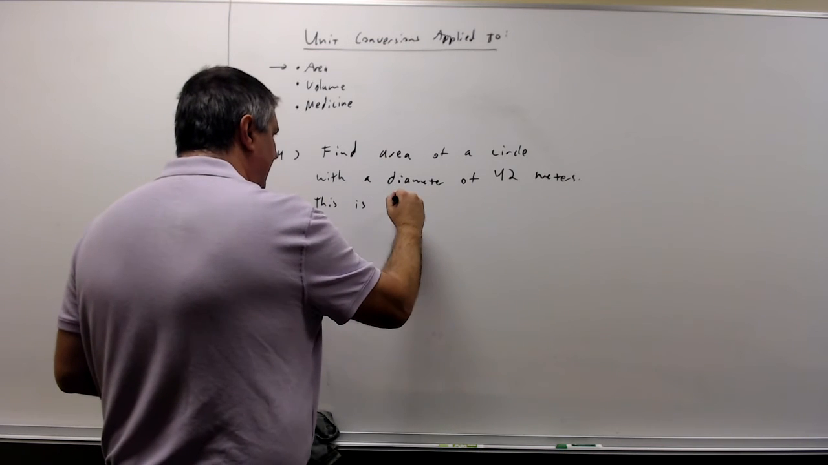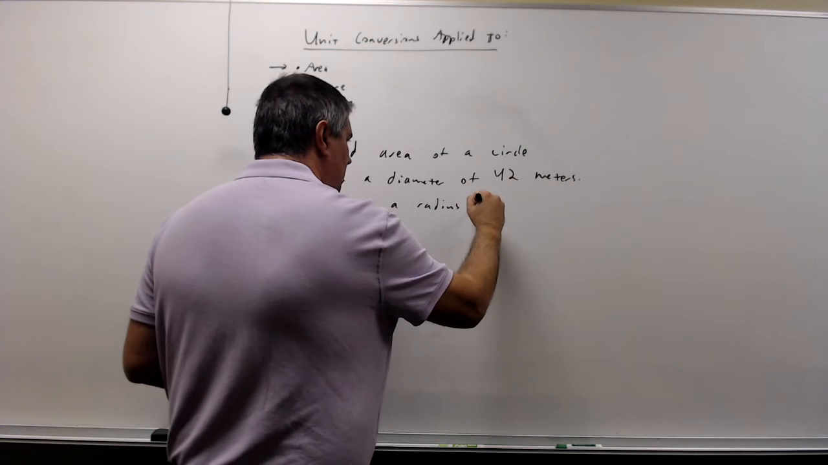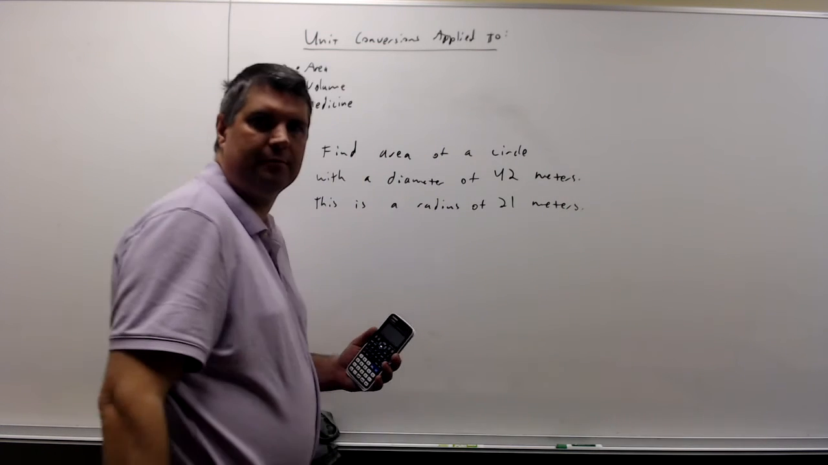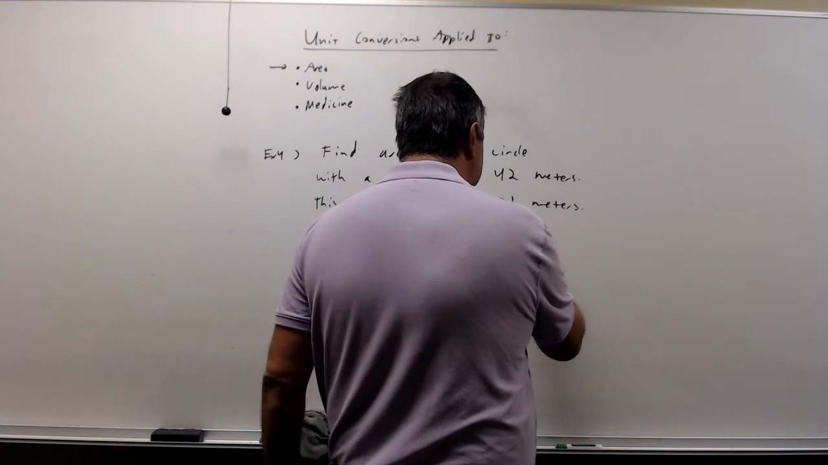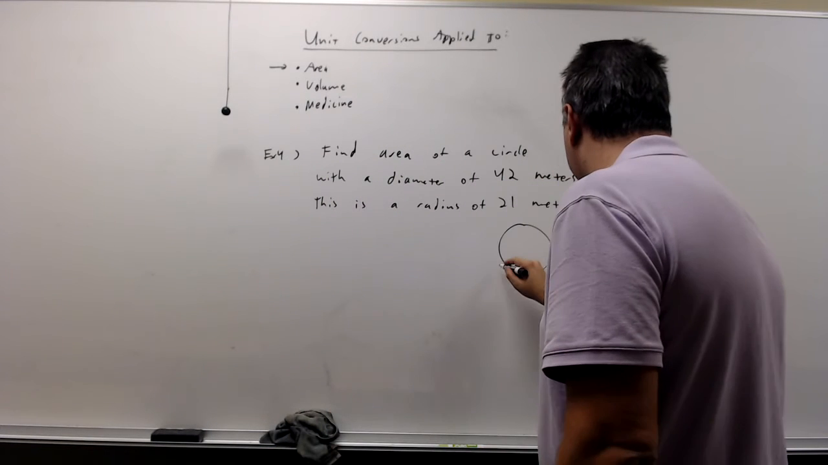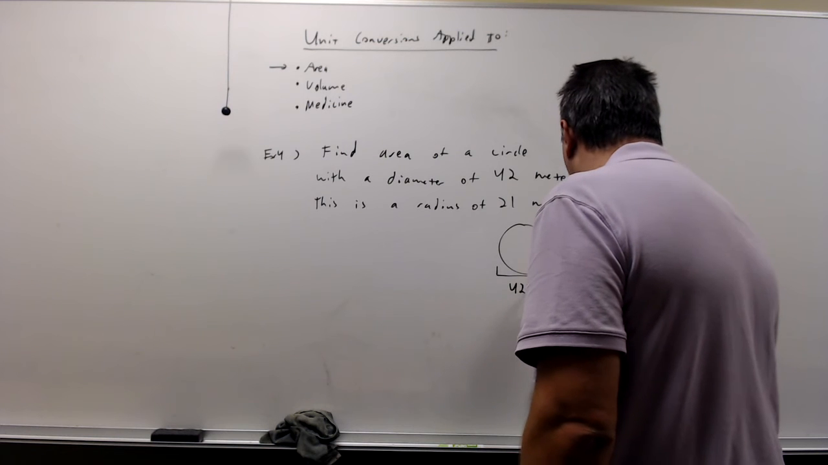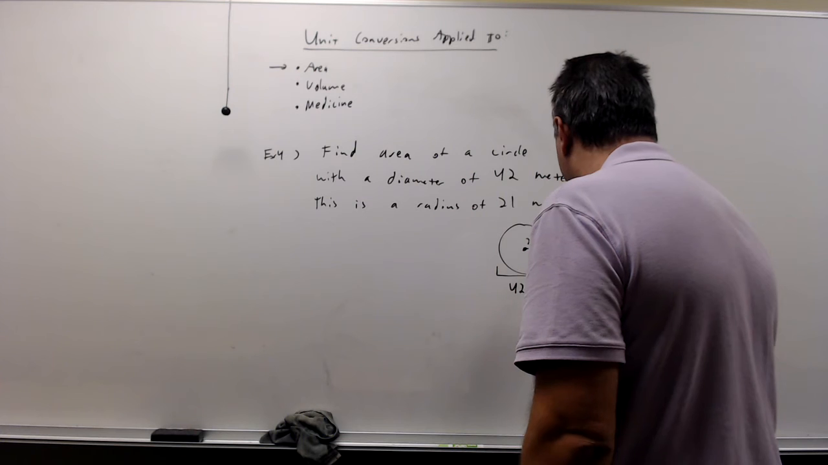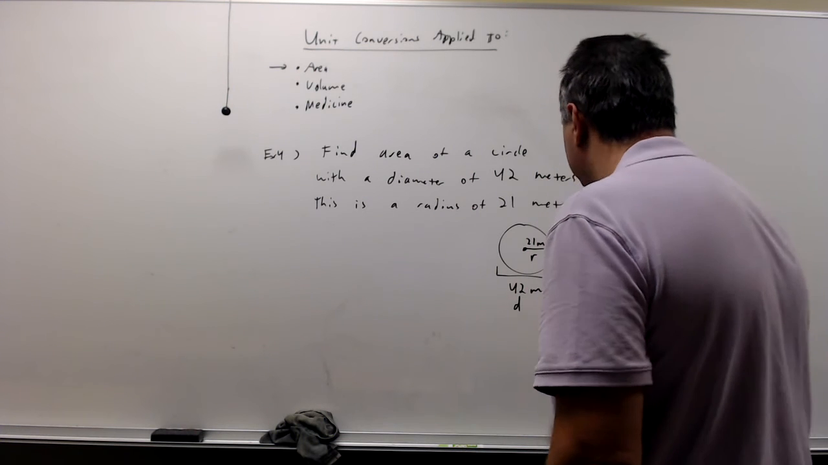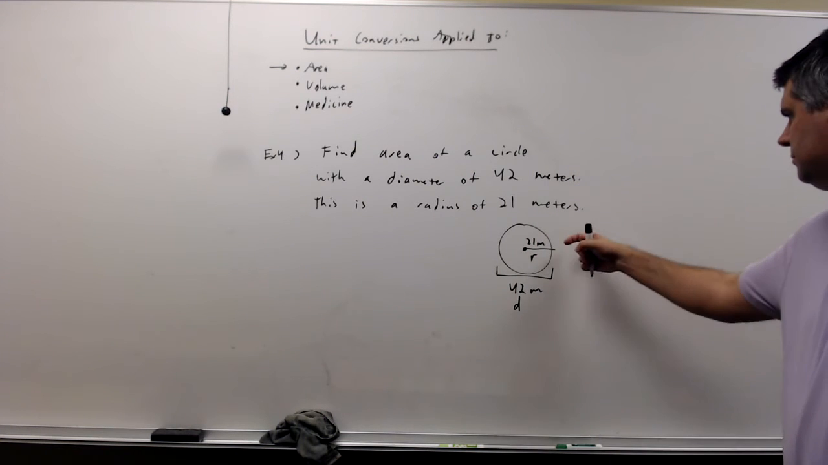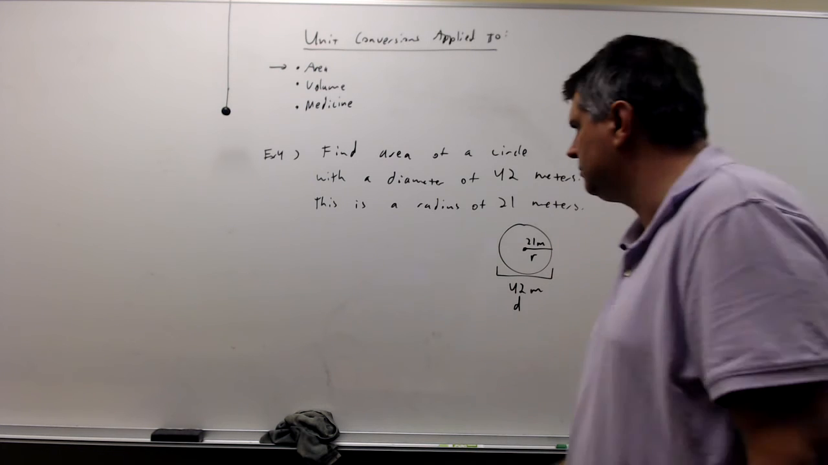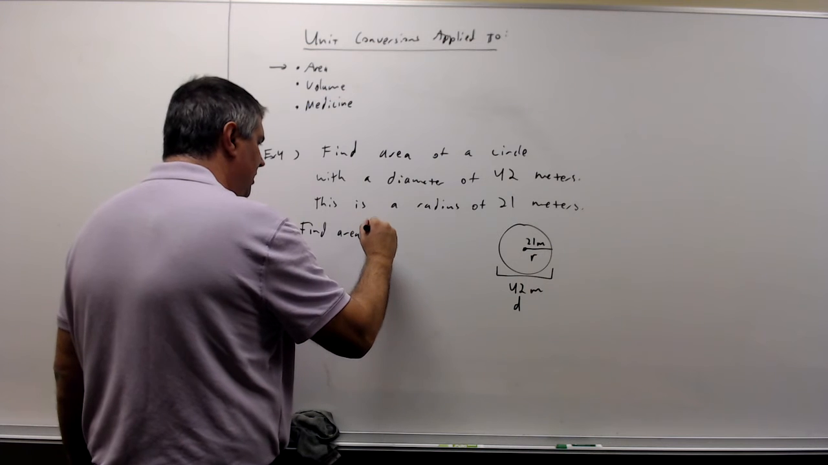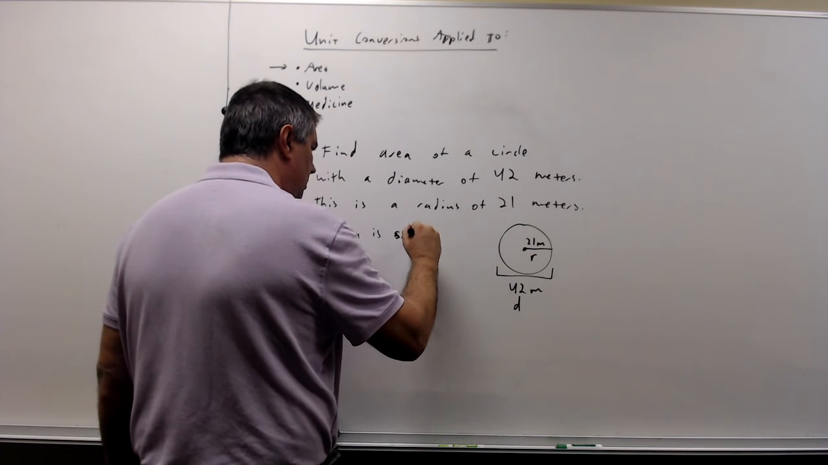This is a radius of 21 meters. Okay? So this is 21 meters, this is 42 meters across, and this would therefore be 21 meters. That's the radius, this is the diameter, of a circle. Find area in square feet.